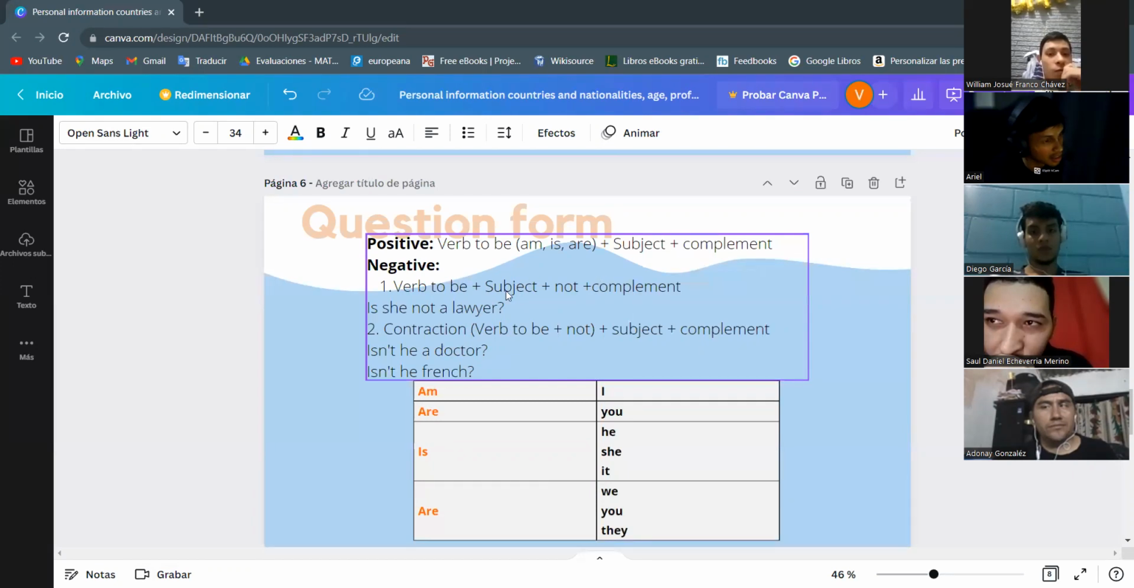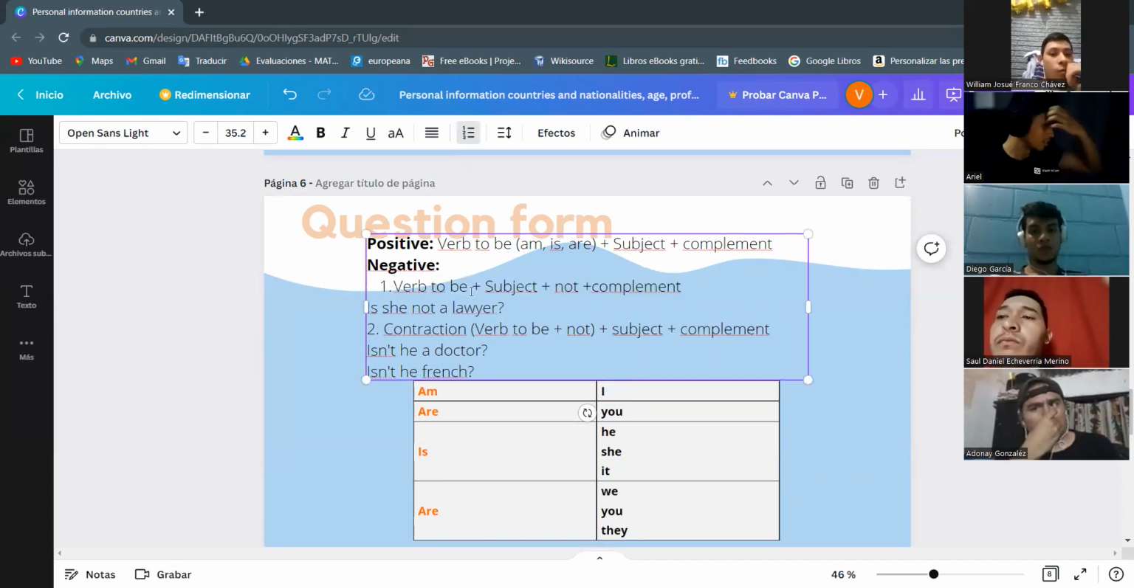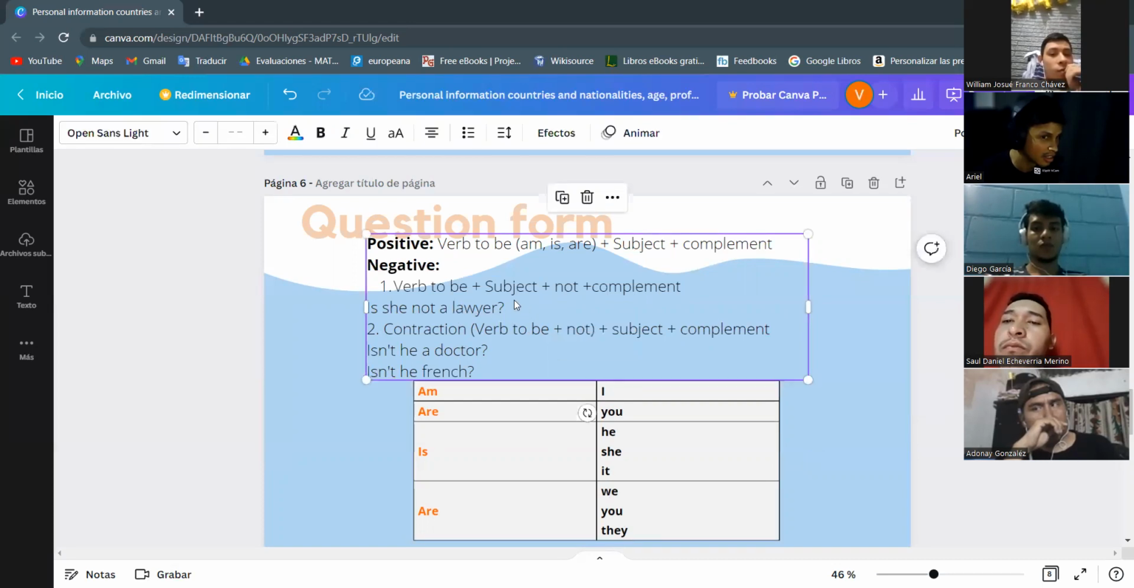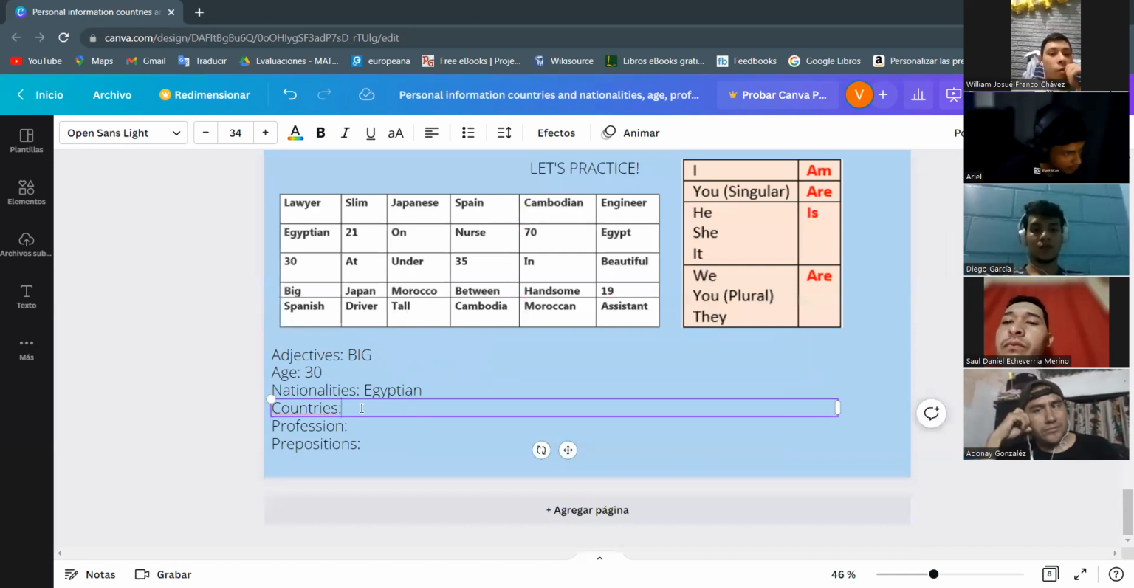Okay, you're missing the subject. The subject. Yes. The subjects are these, the ones in black. Okay, I said he is not Egyptian. Okay, how would you say it as a question? Is he Egyptian? All right, yes. Okay. Good job. Okay. Let's see. Countries. There's no country in the first one.